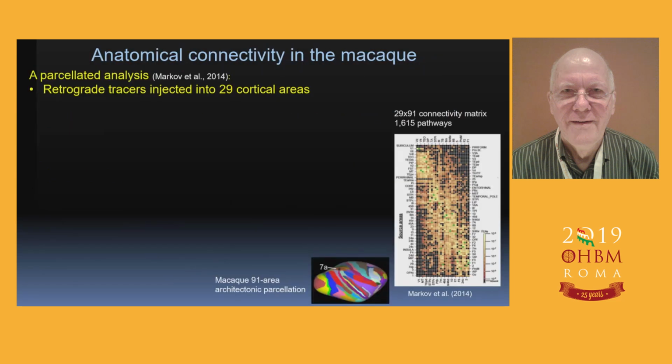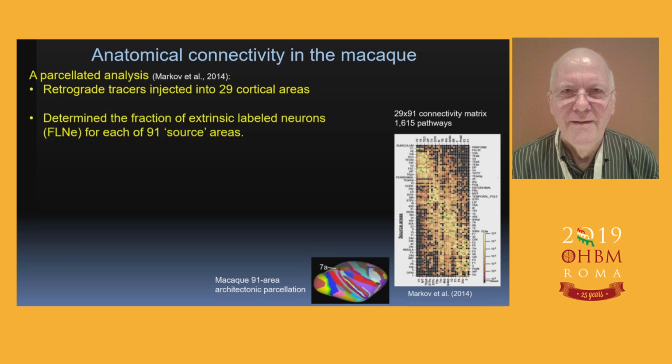We started with baseline, kind of ground truth information from the Markov et al. study several years ago, where retrograde tracers were injected into 29 cortical areas, and for each of these areas there was a determination of the fraction of extrinsically labeled, retrogradely labeled neurons for each of the 91 source areas in the parcellation they used. This led to over 1,600 pathways, which is more than 60% of the possible number in the 29 by 91 connectivity matrix that was used.